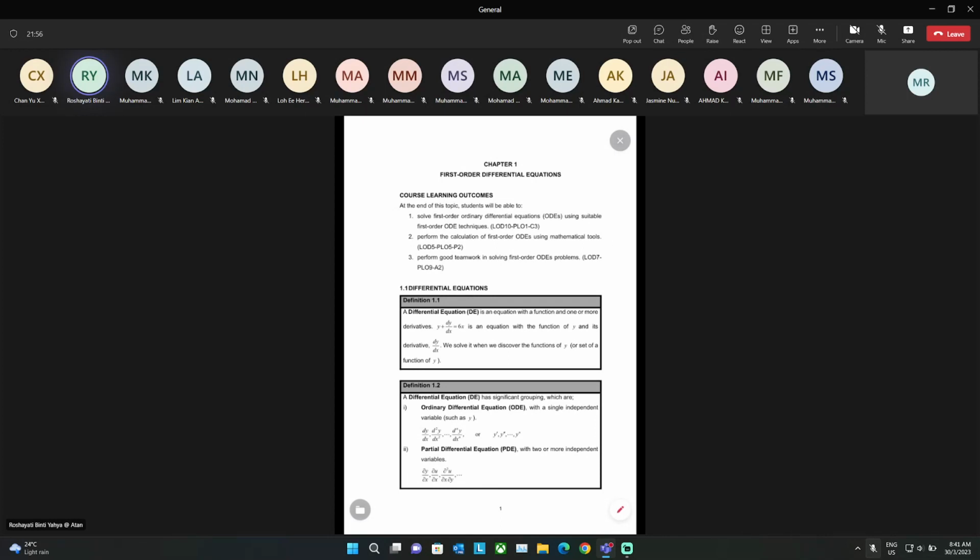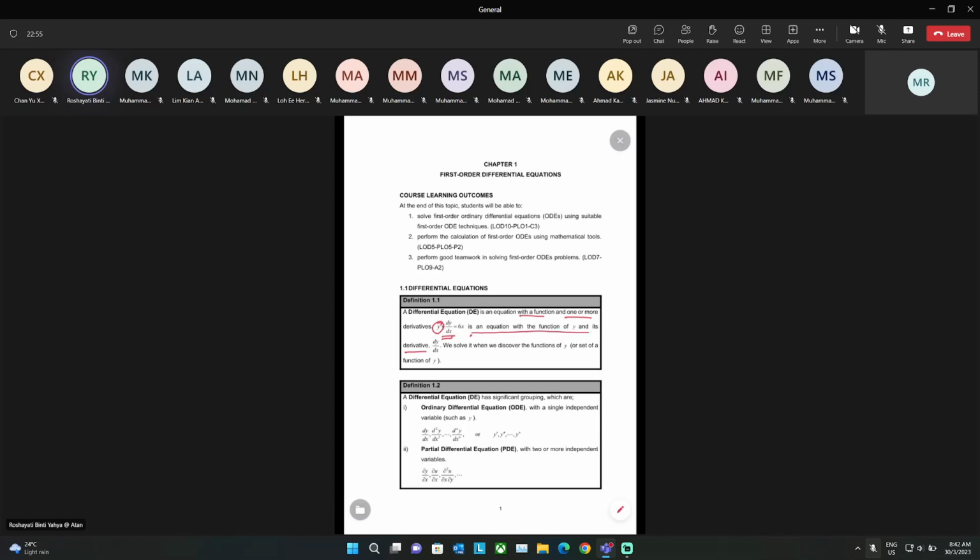Sorry. Okay, differential equation. A differential equation is an equation with a function and one or more derivatives. What is a derivative? A derivative is not a function. It is dy over dx, or y prime. Y double prime is also a derivative, d squared y over dx squared, meaning pembezaan. So an equation with a function and derivatives. The function is y, the derivative is dy over dx.